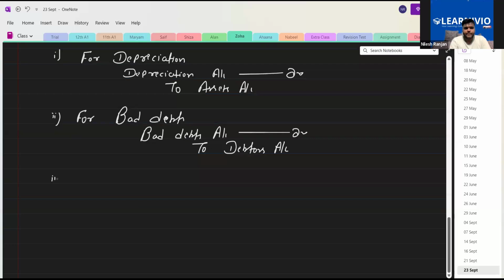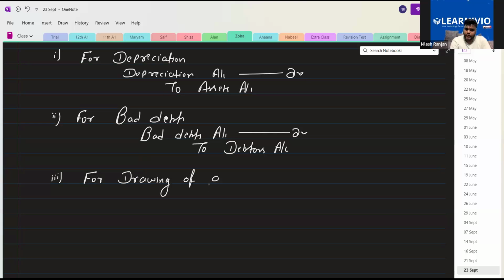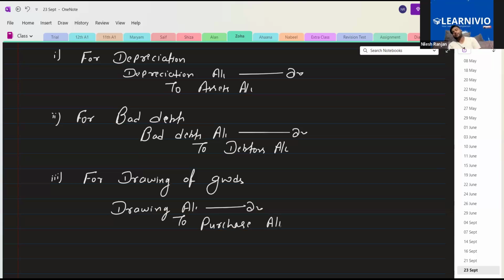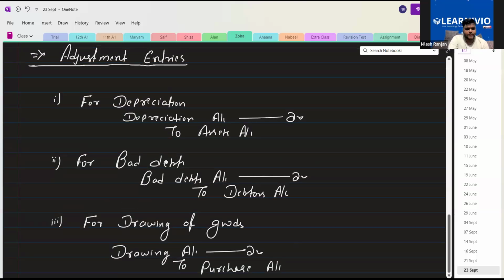Then the third entry is for drawing of goods. Drawing account debit to purchase account. Now all these entries will be written in the proper journal. Why? Because these entries cannot be recorded in any other books. It is not a cash transaction, so not in the cash book. It cannot be recorded in the purchase book, sales book, or any other book. That's why here. So please write this.